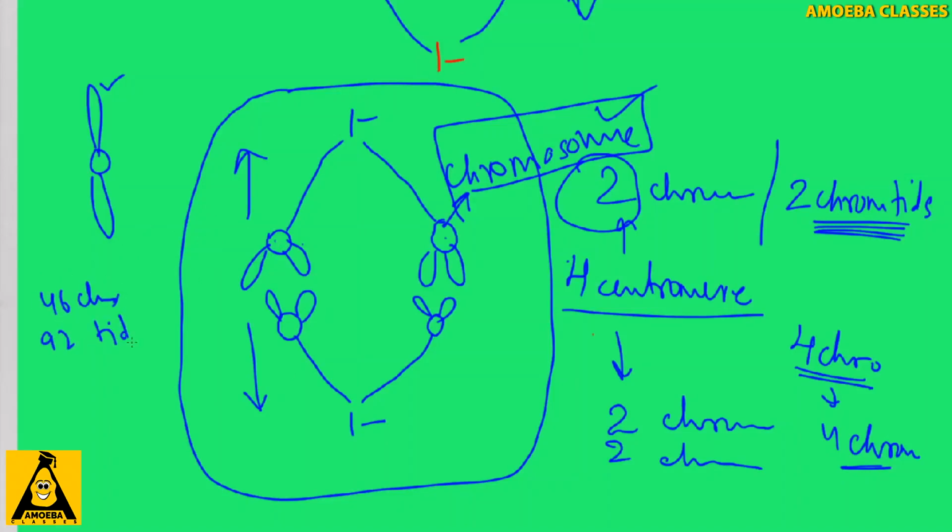92 chromatids. Now what is happening? Out of 92 chromatids, 46 chromatids are going in this direction and 46 chromatids are going in the opposite direction. And these chromatids are now called what? Chromosomes. Right now the cytoplasm has not yet divided, only the nucleus is dividing. So over here, the separation of the chromatids is taking place toward the opposite poles, as per the centrosome.